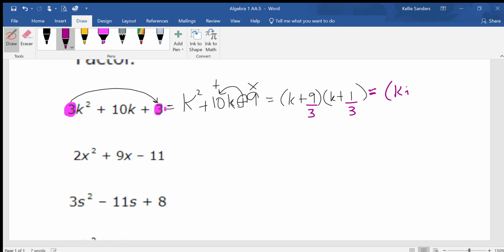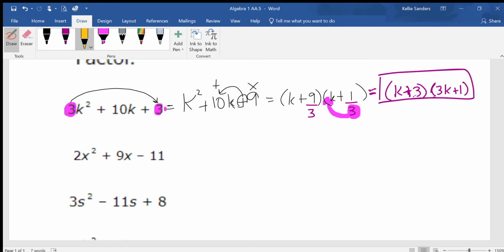9 over 3 is 3. So we're going to reduce that. The pen is not going to work again. Go figure, right? And is 1 over 3 reduced? Yes. But if we are left with a fraction, first off you have to reduce it. But if we're left with a fraction, whatever is on the bottom is going to go to the front of that right there. So it's going to be 3k plus 1. Okay. So that is your answer.